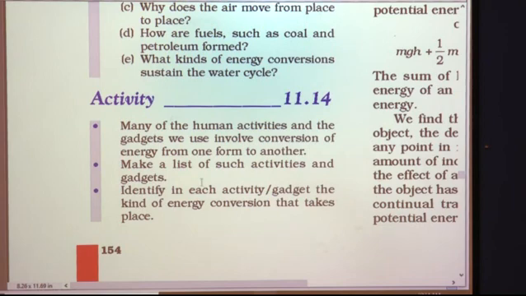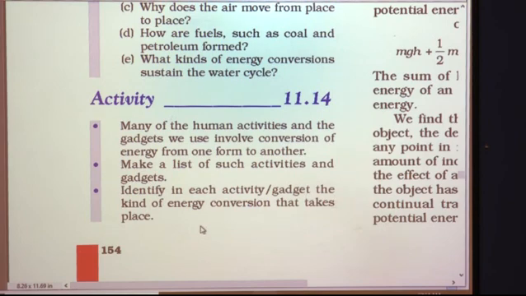Now, let us move to the next activity, activity 11.14. Many of the human activities and the gadgets we use involve conversion of energy from one form to another. We use different gadgets in our day-to-day life, and using these gadgets we convert one form of energy into another form. You have to make a list of such activities and gadgets, and identify in each activity or gadget the kind of energy conversion that takes place.